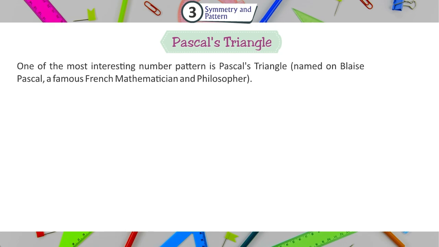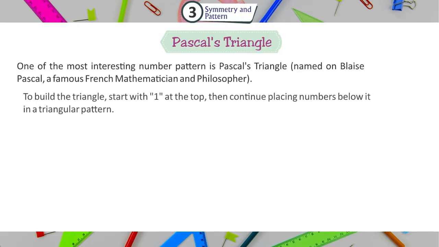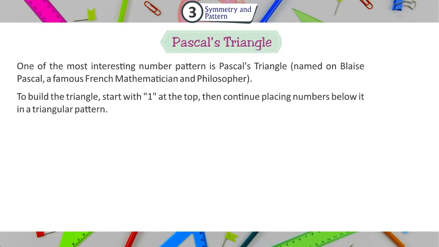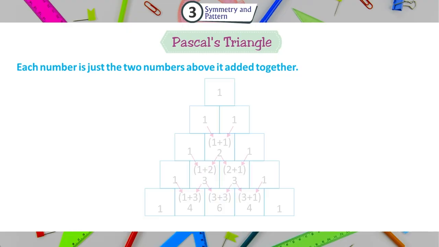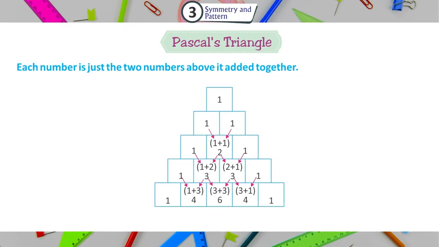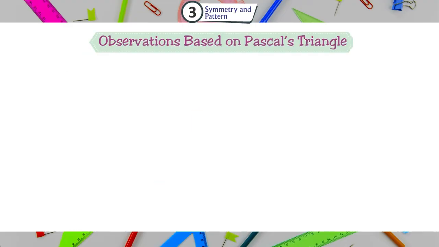Pascal's triangle. One of the most interesting number patterns is Pascal's triangle, named after Blaise Pascal, a famous French mathematician and philosopher. To build the triangle, start with 1 at the top, then continue placing numbers below it in a triangular pattern. Each number is just the 2 numbers above it added together.